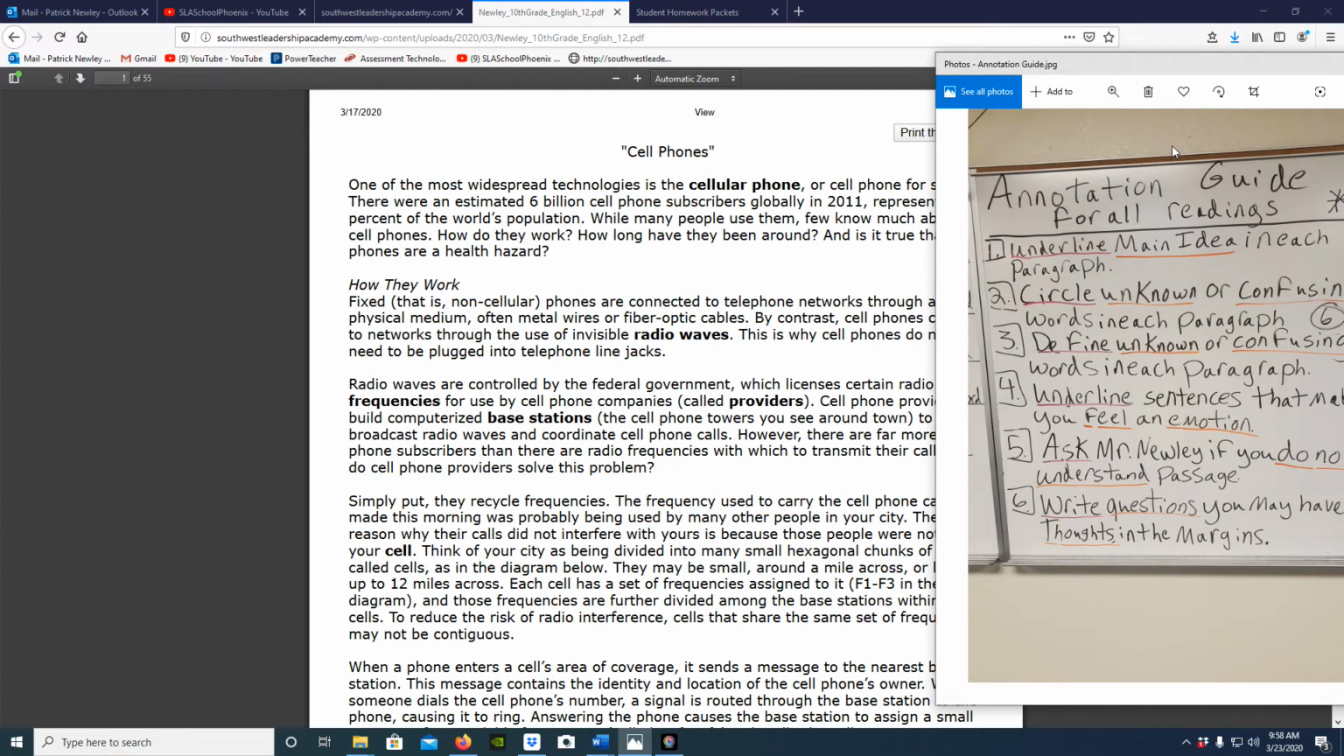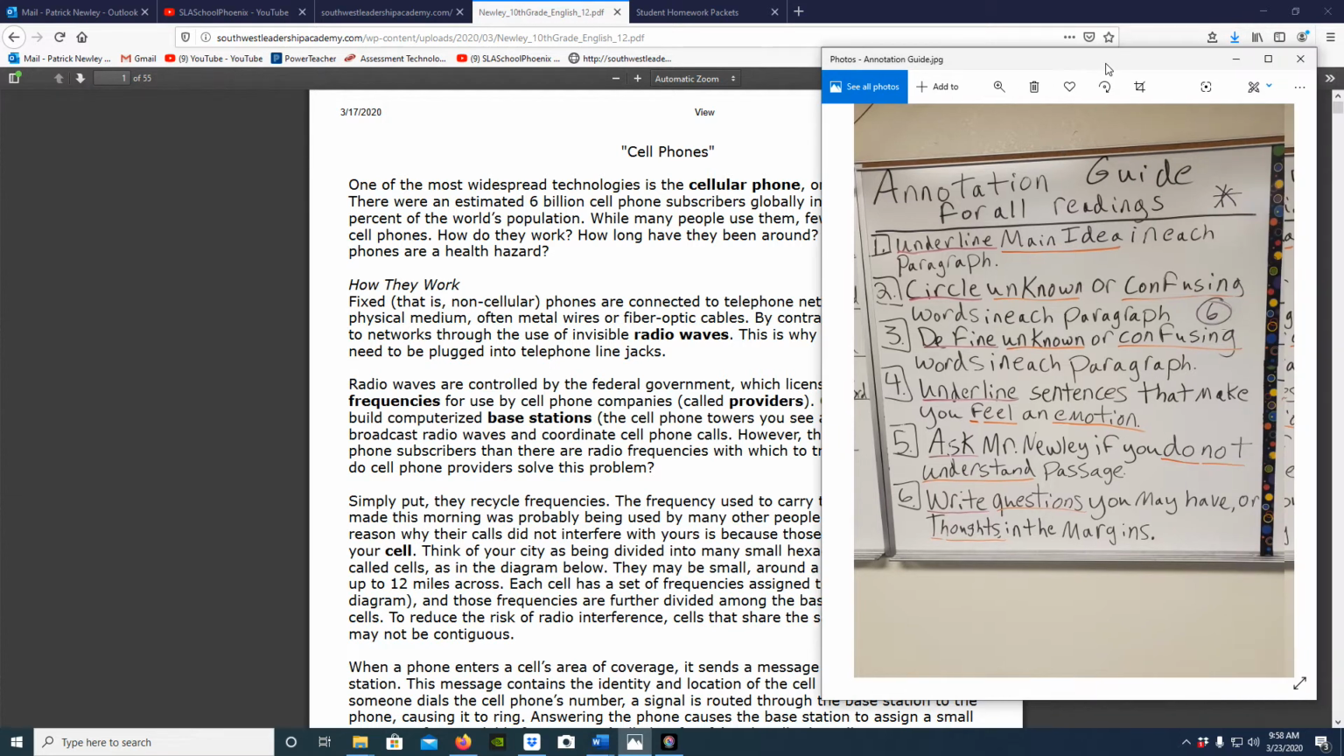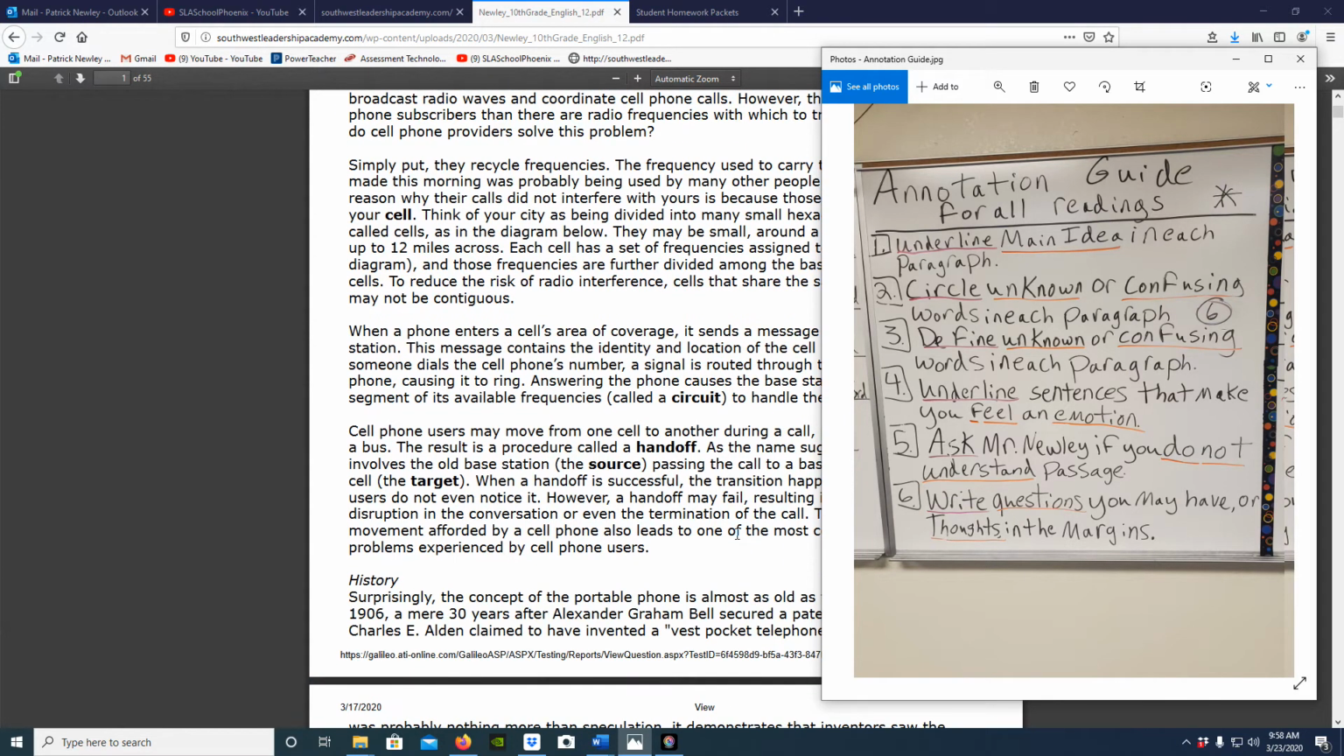You need to underline the main idea in this paragraph, that paragraph, that paragraph. If there are any unknown or confusing words, I would like you to circle them and to define them. Right? Now, if you look over here, there's number 6. You need to define at least 6 words in the assignment, even if you feel like you completely understand what the meaning is, because sometimes words will absolutely surprise you with what their meaning or definition is.